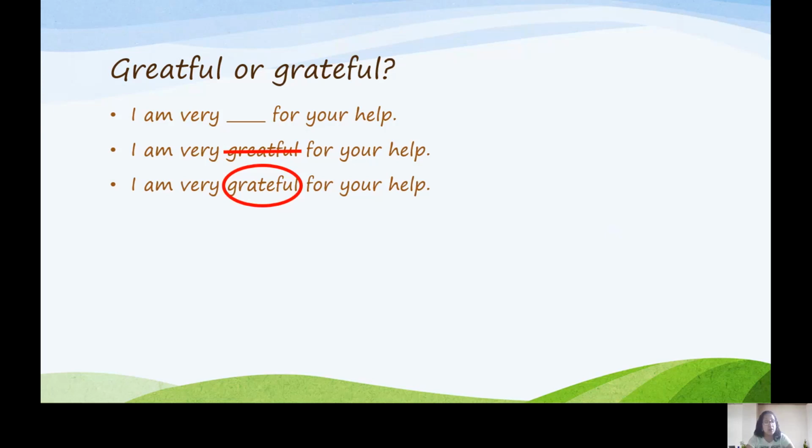Whereas the second one, grateful, this is correct because grate in this sense comes from the word gratus in Latin, which in Old English became grate, meaning pleasing or thankful. So we added the full on the end to turn it to an adjective. So the second one is correct. Don't make that spelling mistake.